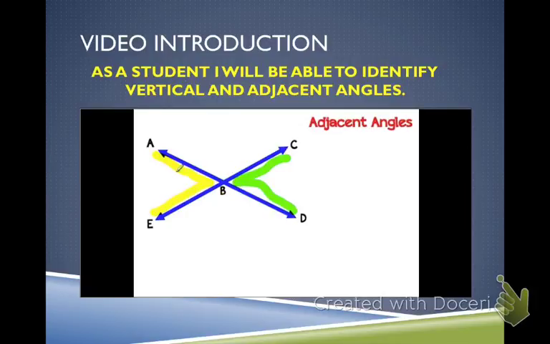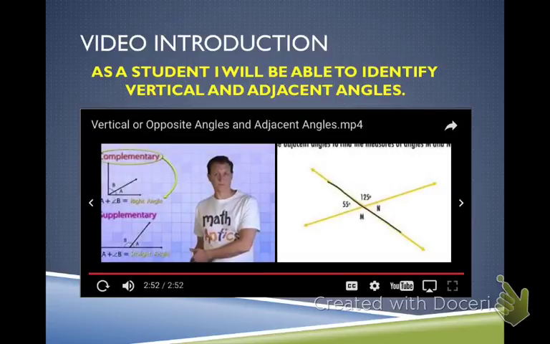Now let's look for an angle that would be adjacent to angle EBA. I'm noticing that angle CBA shares a whole side here, a whole ray with angle EBA. So we can say that angle EBA is adjacent to angle CBA. Now, what angle do you think would be adjacent to angle CBD? All right. So we're going to go ahead and keep moving on.